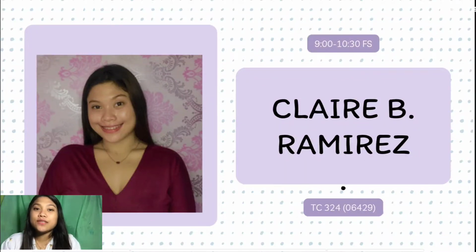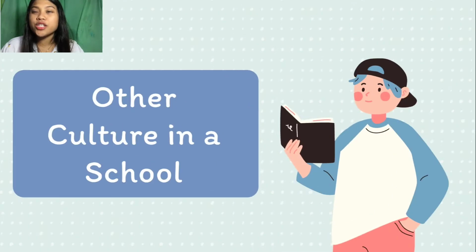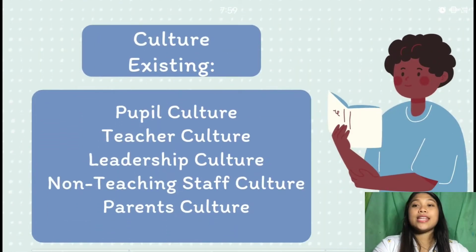Ramirez, and for today's video, I'm going to discuss a topic under chapter 3. I chose the topic of other cultures in a school. There are many elements that influence a school's cultures, such as their policies and the school's history. In every school, there are several cultures existing.